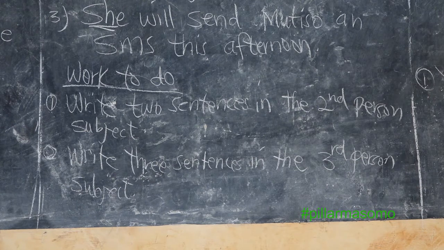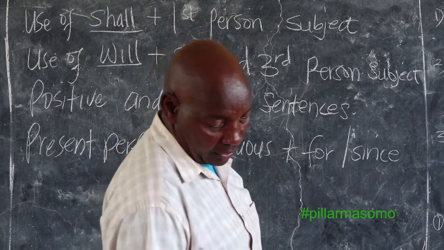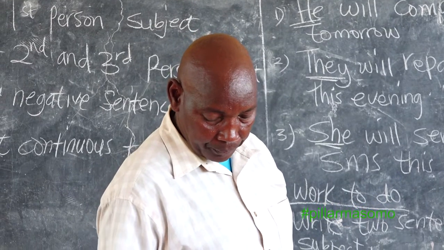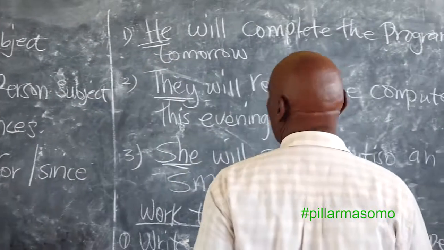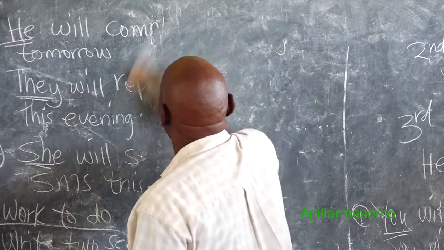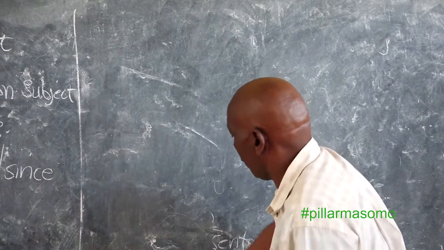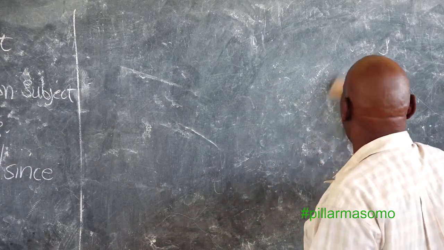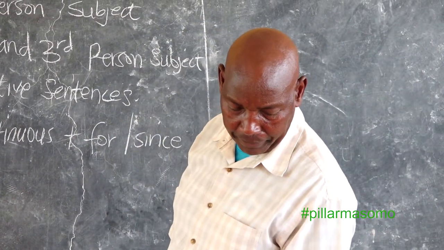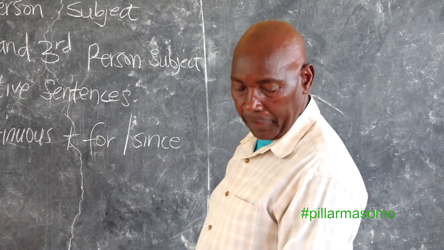So, I want to move to an area called positive and negative sentences. This is another very interesting area. Read these sentences. Disha is upright girl.